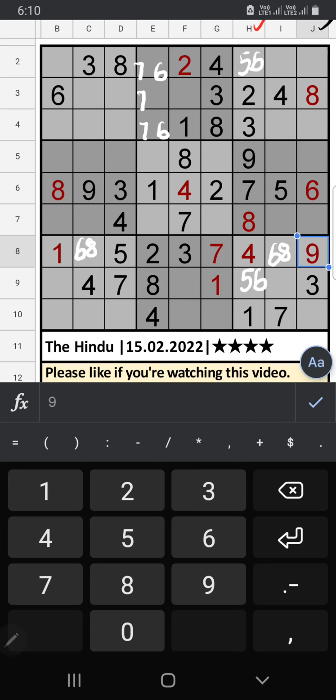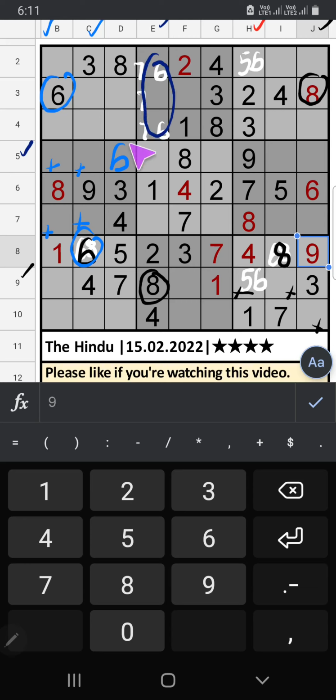Column J, 9th row, we have 8. So 8 can't come these cells. Then 8 is confirmed here. Then 6 is here. Column B and column C, we have 6. 6 can't come these cells. Then 6 is confirmed here. Column E and 5th row, we have 6. So 6 can't come these cells. Then 6 is confirmed here.